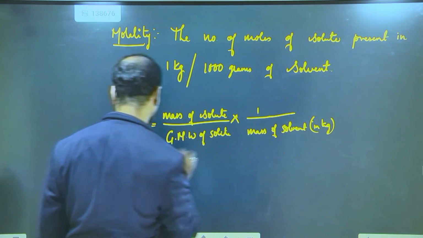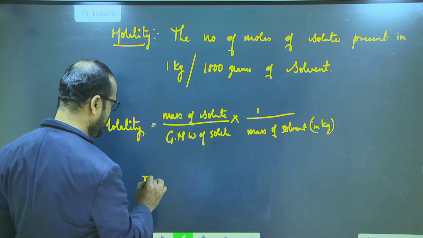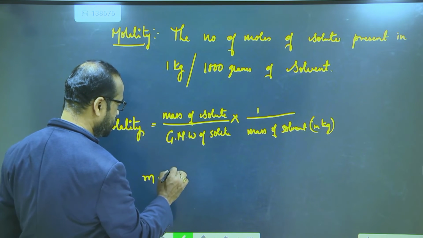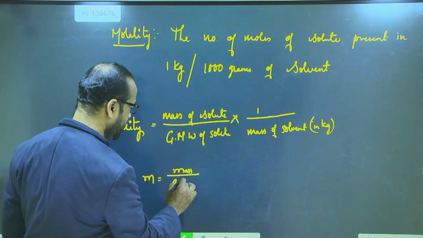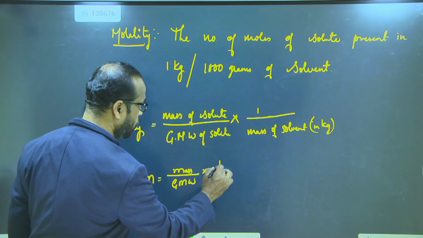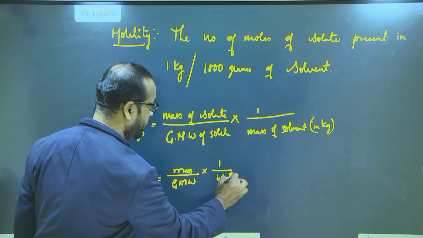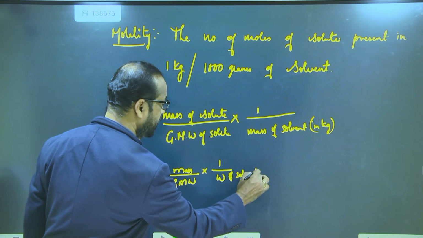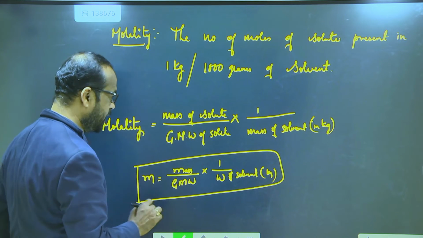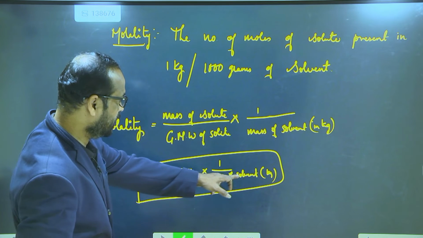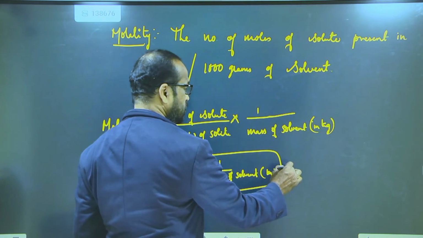Okay, in short, how can we write the same formula? Small m is equal to the mass of solute divided by gram molecular weight, into 1 by weight of solvent in kg. Now the same formula we can write with 1 by weight in kgs as 1000 by the weight in grams. So we can also write it differently.